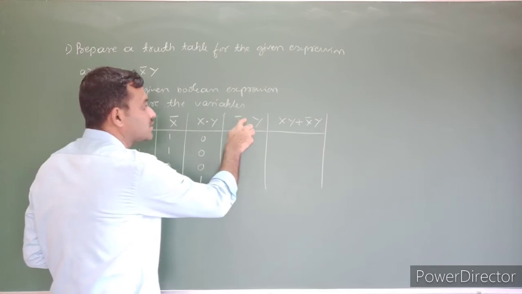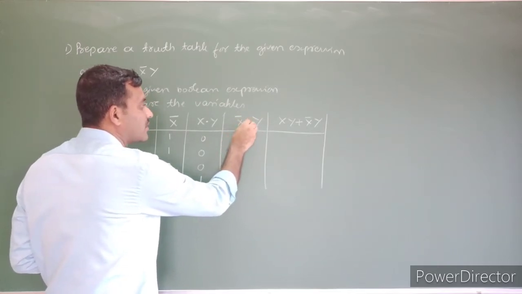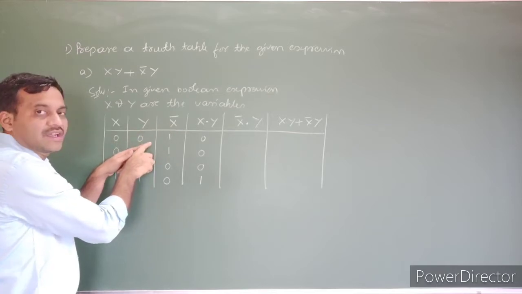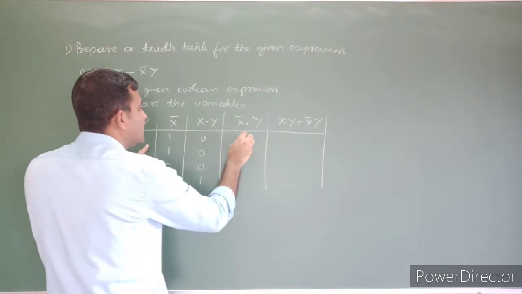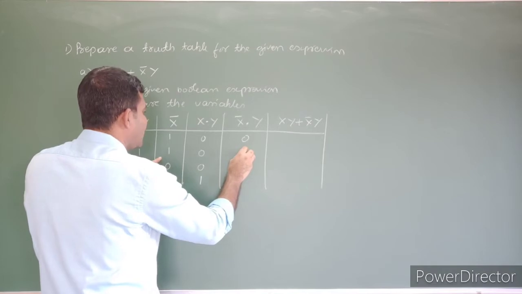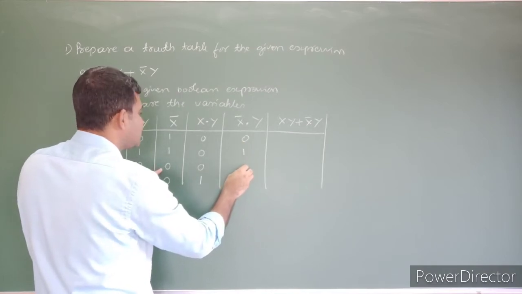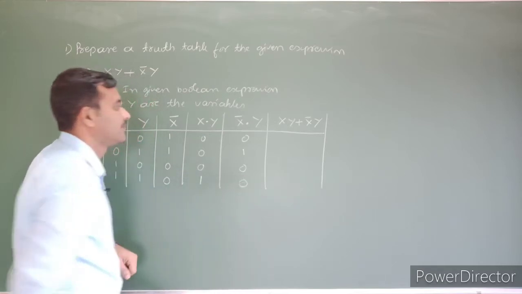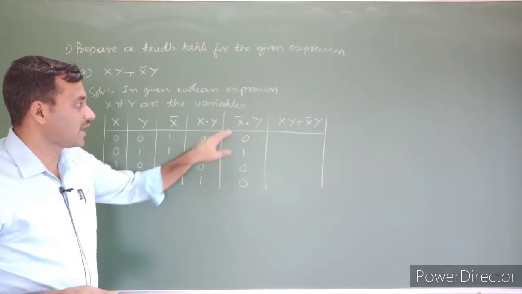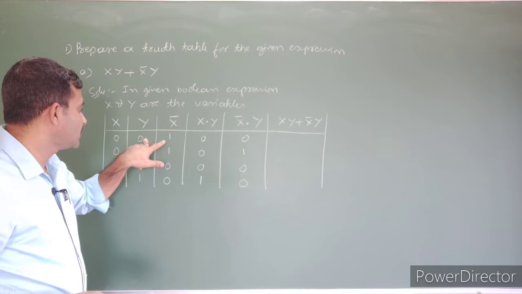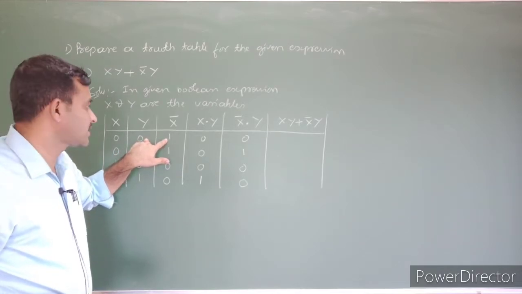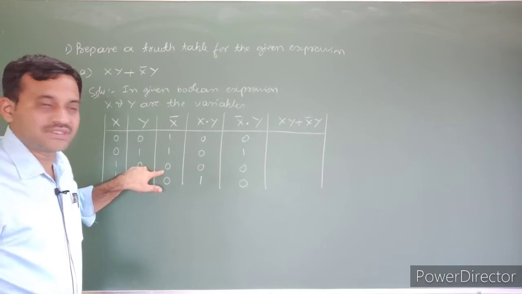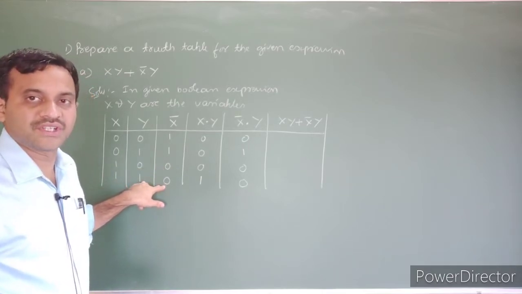Then next one is x bar y. To perform x bar into y, observe the column x bar and y. Here 0 1, that is 0, 1 1, 1, 1 0, 0, again 1 0, 0. See the column x bar into y. 0 into 1 in logical multiplication it is 0, 1 into 1 that is 1, 0 into 0, 0, 1 into 0, 0.